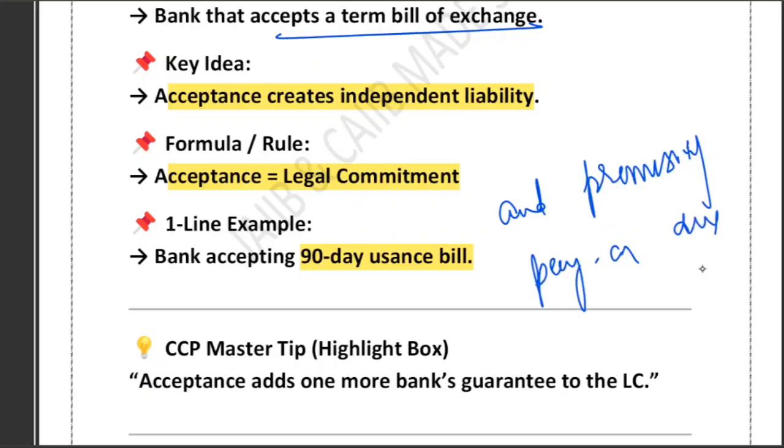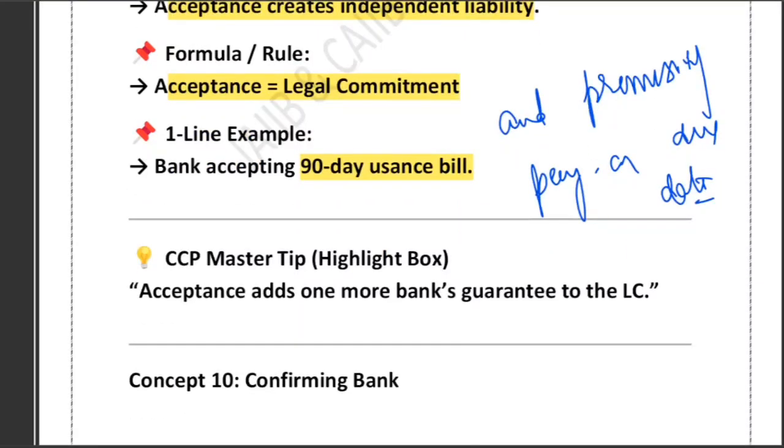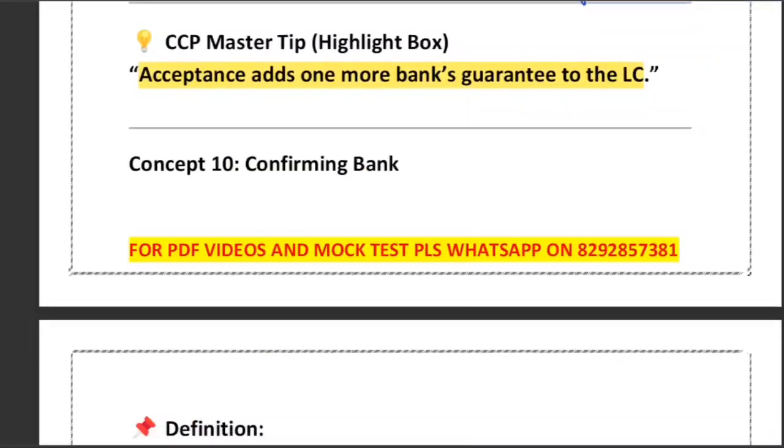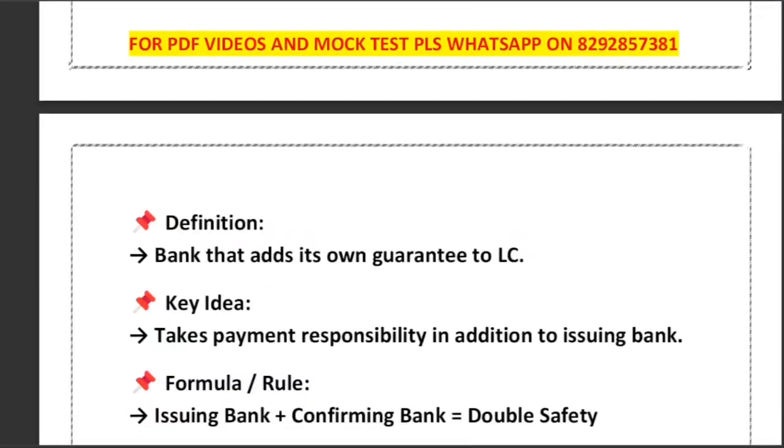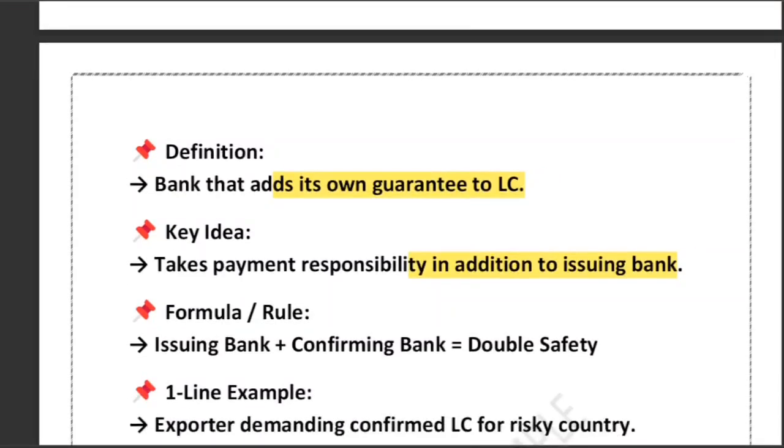Due date. Suppose a bank is accepting a 90-day usance bill and promising payment on the due date. The master tip is that acceptance adds one more bank guarantee to the LC. So what about the confirming bank? The confirming bank adds its own guarantee to the LC and takes responsibility in addition to the issuing bank. So safety increases. Remember the formula: issuing bank plus confirming bank, double safety.